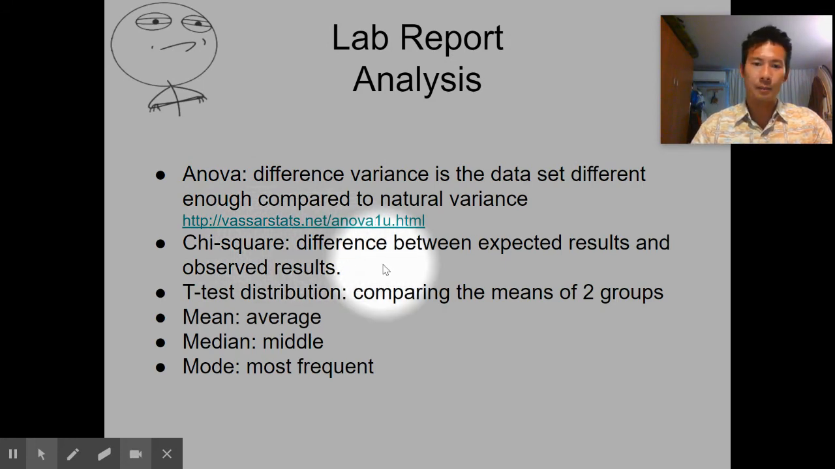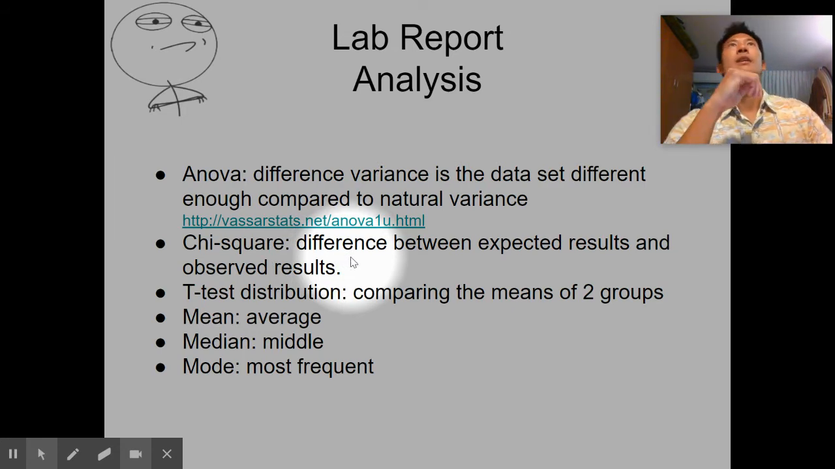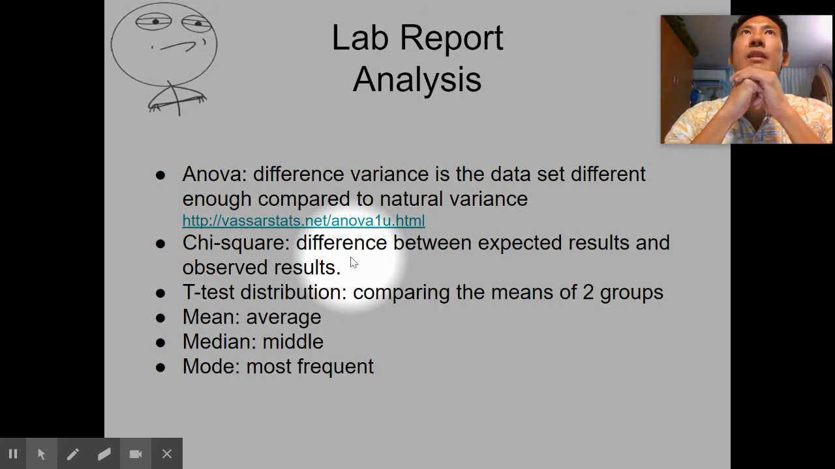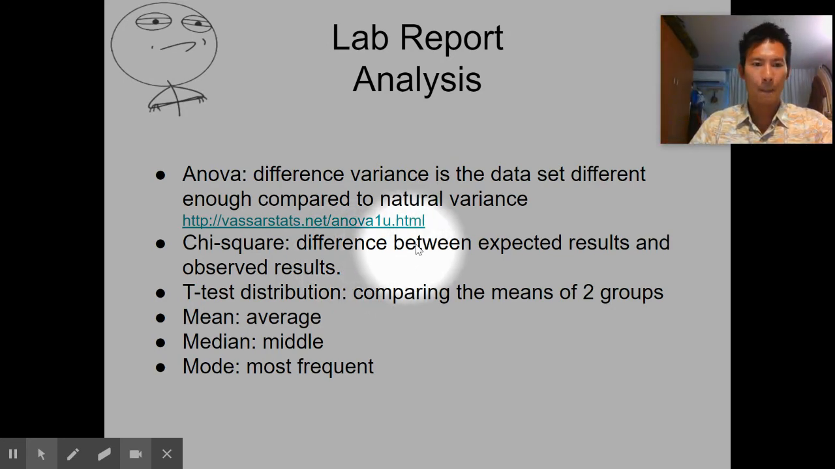Chi-square, expected results and observed results. So your hypothesis would be something like, is the calculated the same or different from the observed? T-test, you're just comparing two. So this would be the easiest in creating a hypothesis.